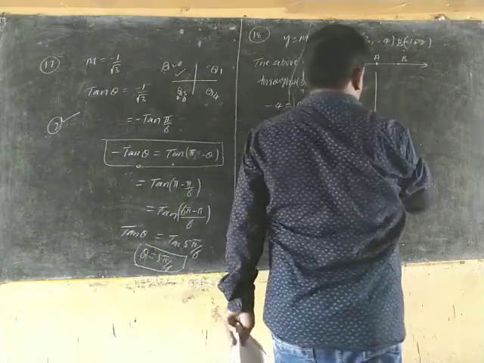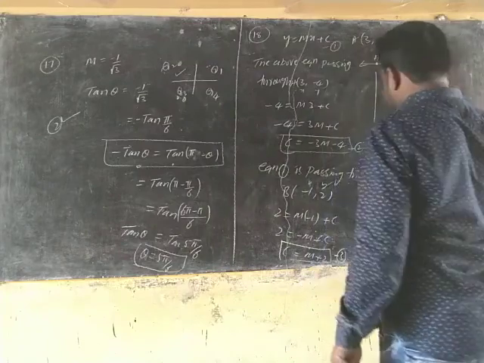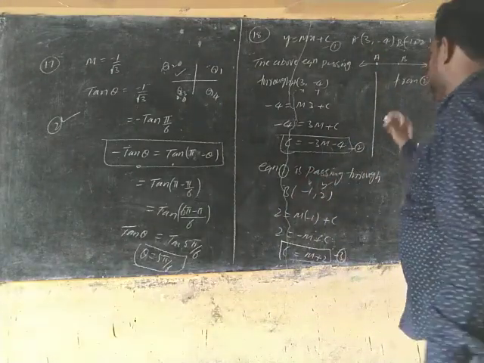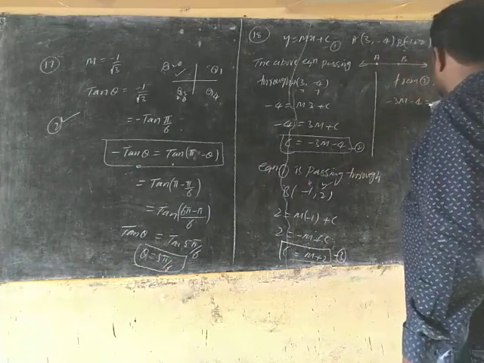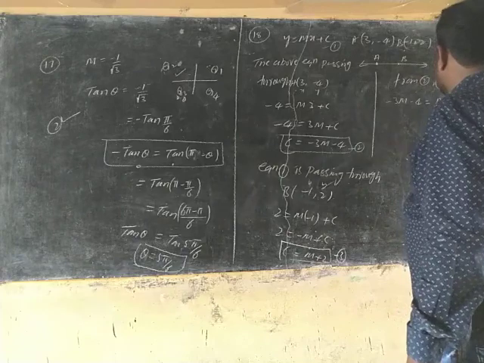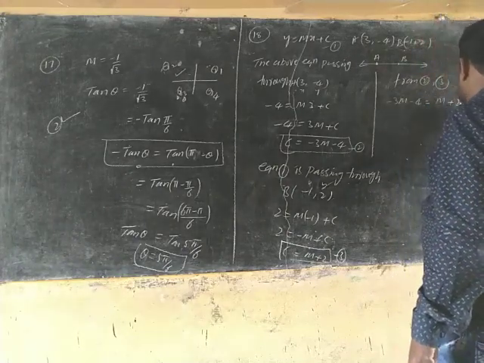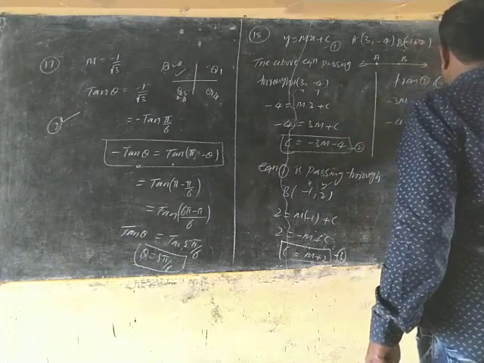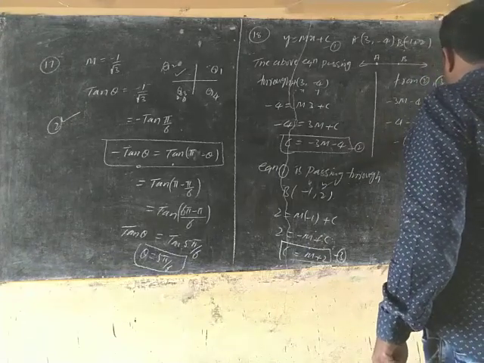From 2 and 3, both left side values are c only. So equate the right side now. Minus 3m minus 4 is equal to m plus 2. Next, this 3m is taken to the right side, 2 is taken to the left side. So minus 4 minus 2 is equal to m plus 3m. Minus 6 is equal to 4m.